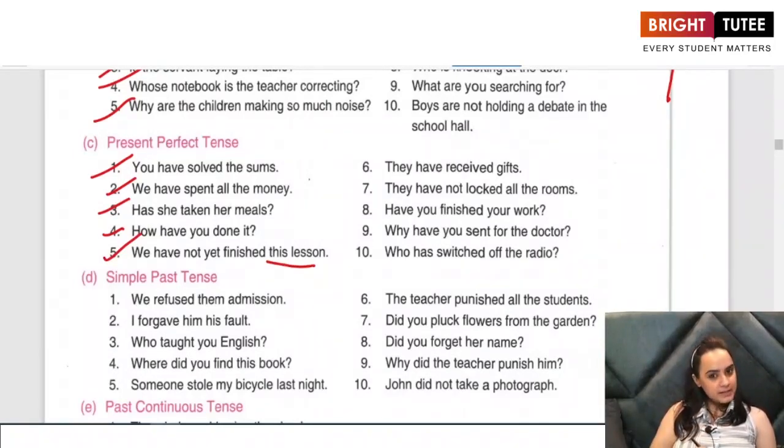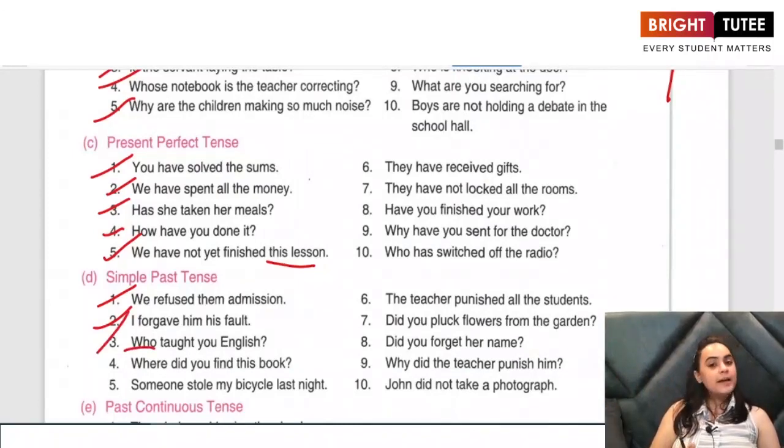Now the simple past. We refused them admission. They were refused admission by us. I forgave him his fault. His fault was forgiven by me. Who taught you English? Who was taught English? It is who, so by whom were you taught English?